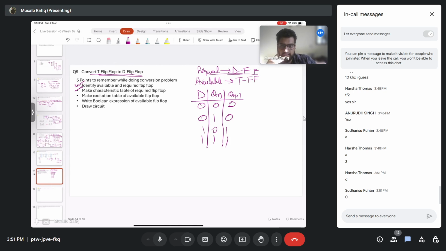Now we have to make the excitation table of the available flip-flop, right? With inputs Qn and Qn plus 1, we have to write what will be T. We know it's an XOR operation. 0 0 is 0, 0 1 is 1, 1 0 is 1, and 1 1 is 0. Am I right? Is that correct?